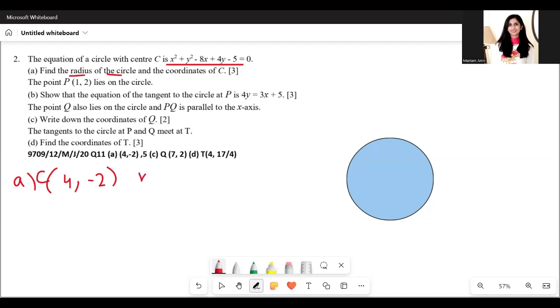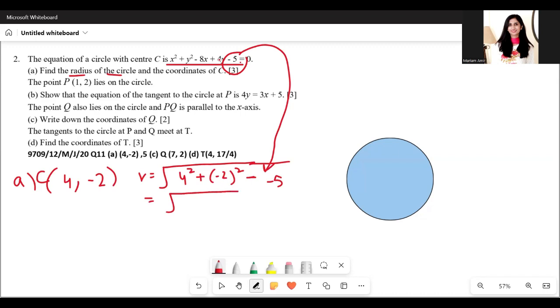And for radius, you do 4 squared plus -2 whole squared minus the constant in the question, which is -5. So this comes out to be 25, which is going to be 5. So the radius is 5 and the center coordinates are 4, -2. Okay. Point P 1, 2 lies on the circle, so it would be somewhere over here.